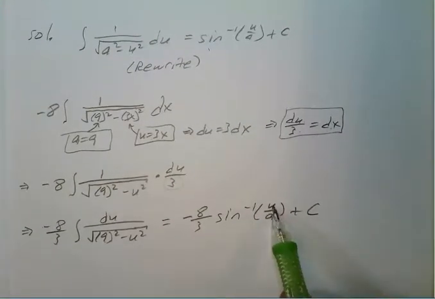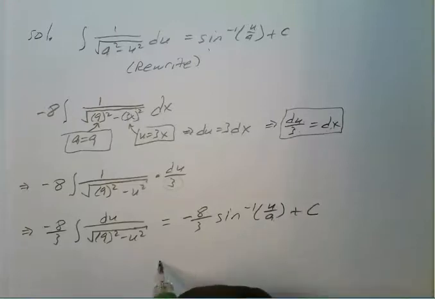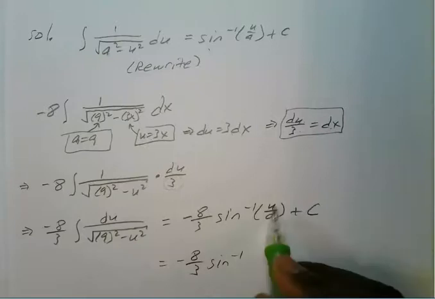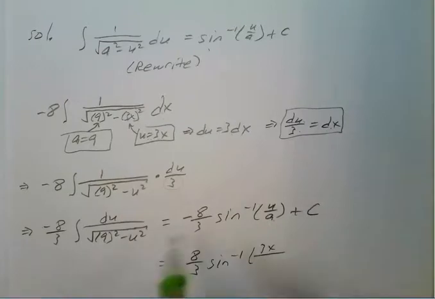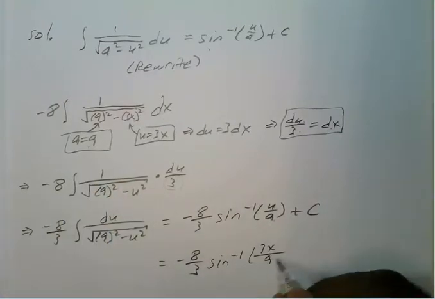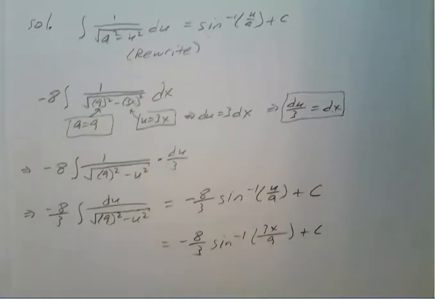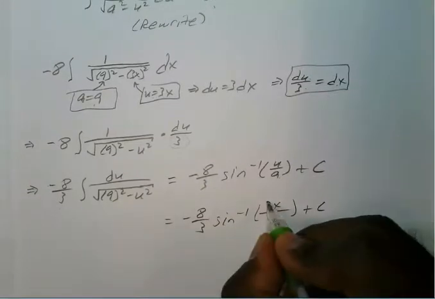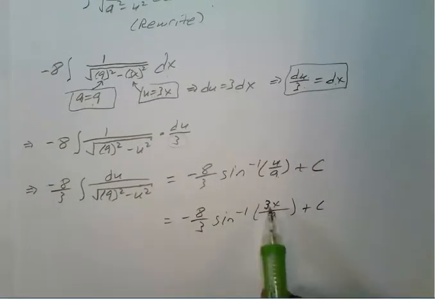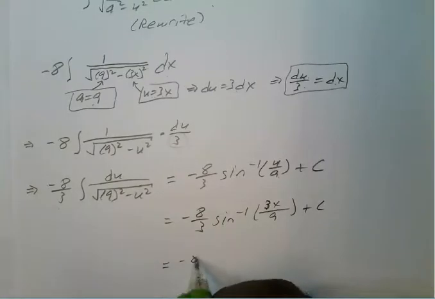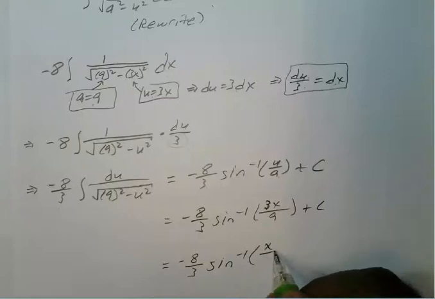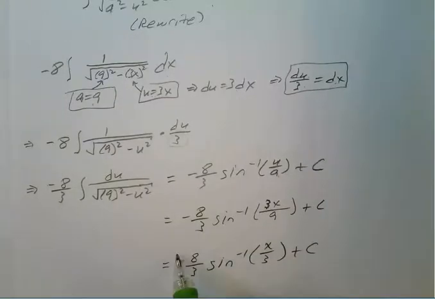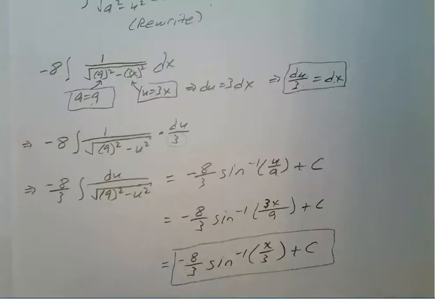Okay, so now we go ahead and replace our u and our a. So that's -8 over 3 sine inverse of u, which is 3x, over a, which is 9, plus c. And we can simplify this, so we end up with -8 over 3 sine inverse of x over 3 plus c as our answer.